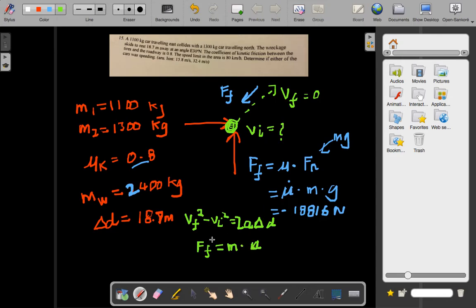So we substitute the force of friction, negative 18,816 newtons, and the mass of the wreckage, 2,400 kilograms, and we will find the deceleration, which is negative 7.84 meters per second squared. Now we're going to take the acceleration and substitute it for a. I'll just do that on the next page.